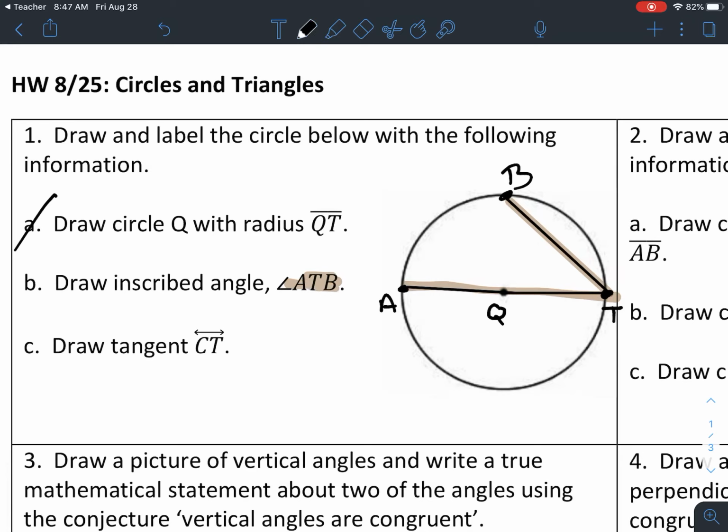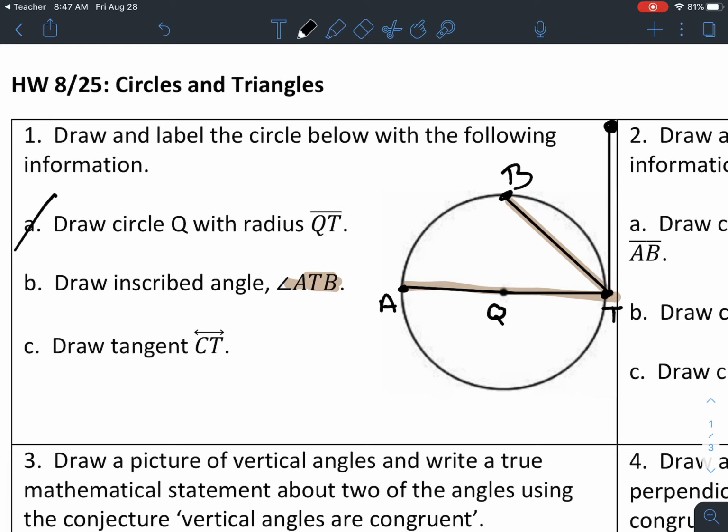And lastly, it's asking us to draw a tangent CT. Now, if we remember, a tangent is where it just hits the edge of the circle. So we have one point that's a T. So I'm going to go up. You could go down. Let me get that close to the circle point. You can go down if you want. I'm going to go up. It's just a little bit off the circle just because it's not connecting.